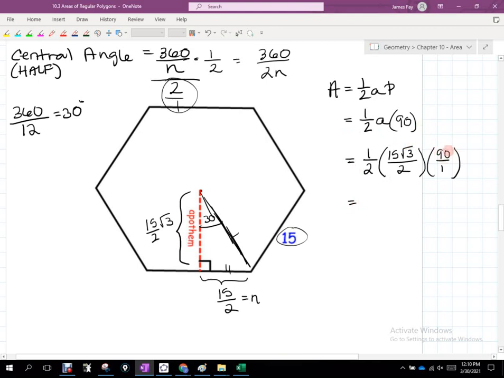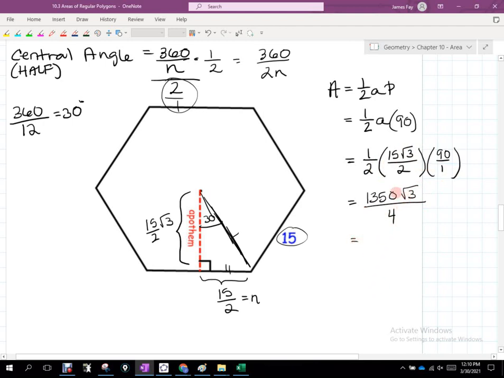okay, what's 90 times 10? 900, right? What's 90 times 5? 450, right? What's 900 plus 450? 1350, right? So you get 1350 radical 3 all over 2 times 2 times 1, which is 4, right?